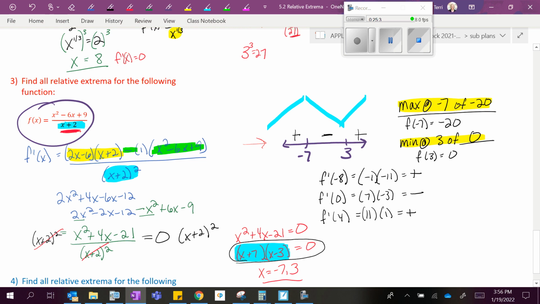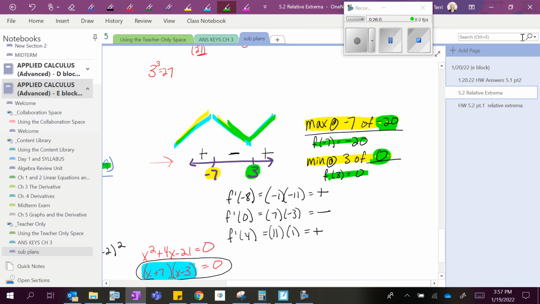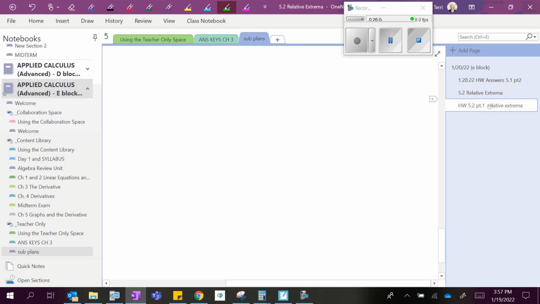So again, it is finding increasing and decreasing, just like we've done on our homework, and then using the pattern of increasing and then decreasing to identify a max, and then using the pattern of decreasing and then increasing to identify a min, plugging those values into the original function to find just how low or how high those functions are going at those points. Okay, so I think that's enough for notes today.